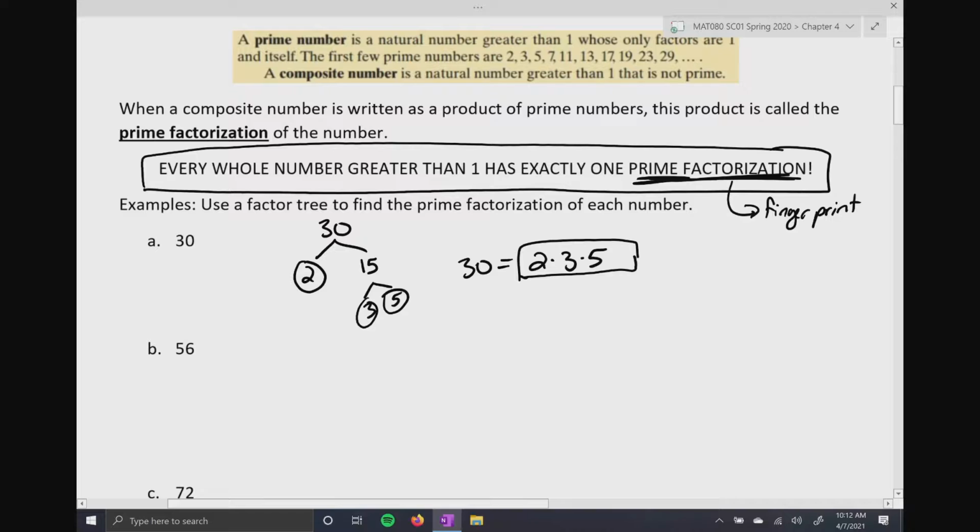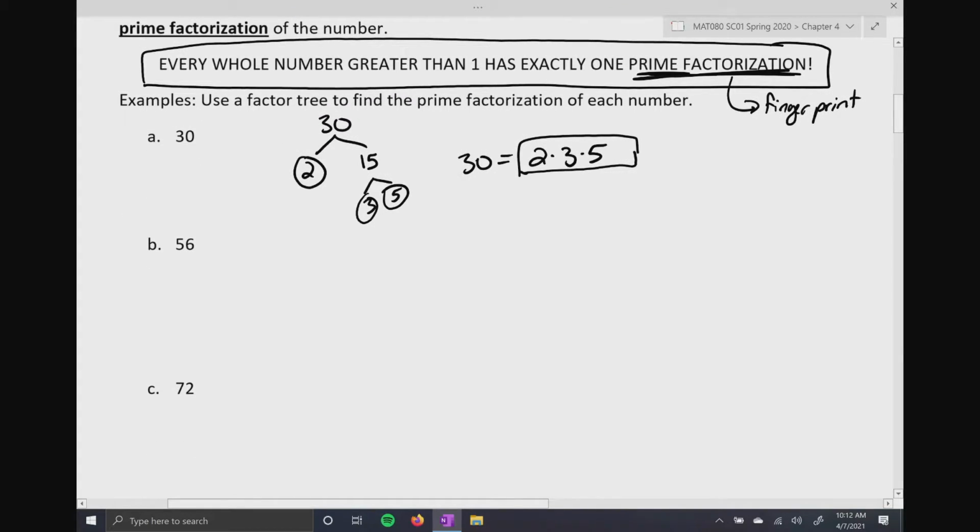All right? Let's try another one. Let's try 56. All right? So I need two numbers that multiply to give me 56. And I'm going to give you a little hint here. If the number is even, and 56 is even, remember, even numbers end in 0, 2, 4, 6, 8. So if the number is even, you can always write a 2 there. The only thing is you got to figure out what the other number is. So you just go off to the right and just divide.